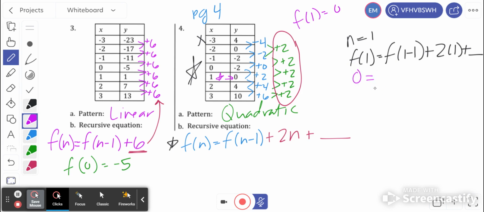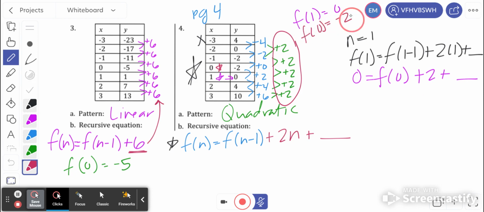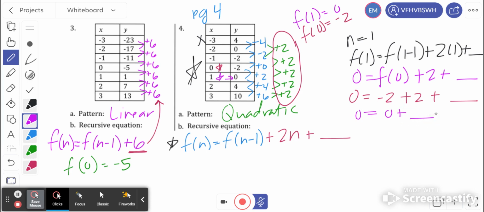And then from there, we just simplify with the other pieces. So this is f of 0 plus 2 plus blank. And now we see that we need f of 0 as well. So let's look in our chart, and we see f of 0 is negative 2. So then we want to plug that in. So 0 equals negative 2 plus 2 plus blank. When we plug that in, we just continue to simplify. So 0 equals 0 plus blank. Well, that means that nothing really goes in our blank, so it is also a 0. That isn't always the case, but sometimes it will be the case.